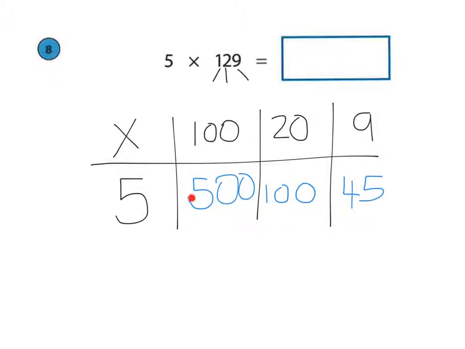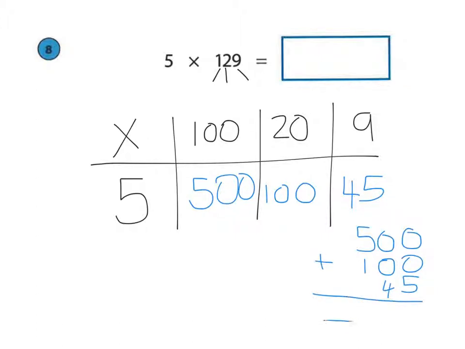I then have to add up these blue numbers to get my answer. If I do a vertical addition, 500 plus 100 plus 45 equals, so I'm going to start with my units. 0 add 0 add 5 equals 5. I'm then going to add my tens. 0 add 0 add 4 is 4. I can then add my hundreds. 5 plus 1 is 6. So the answer is 645.